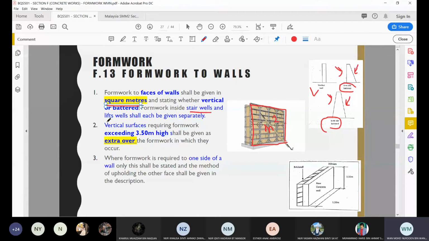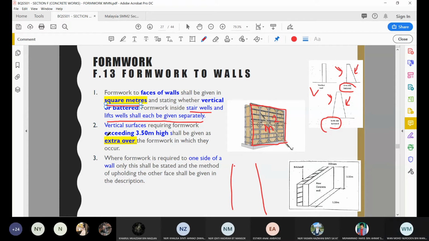Stairwell or lift well ni perlu dikira berasingan sebab normally kalau stairwell and lift well ni, dia akan cover ketinggian yang lebih lah daripada normal. Okay, and of course kerja dia lebih special. Lift well. Kita nak buat lift kan. Untuk dinding, kawasan dinding lift kan di cover untuk satu ketinggian yang tinggi kan. So itu kita boleh kira faces of wall tapi itu perlu measure separately lah.